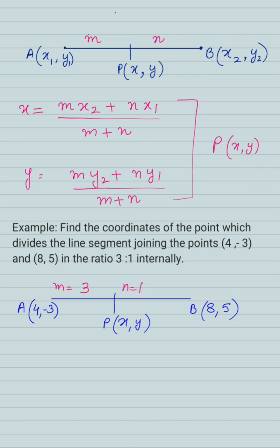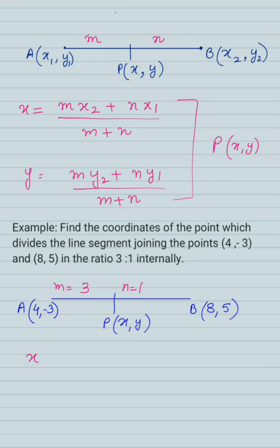It will be clear with the help of an example. Find the coordinates of the point which divides the line segment joining the points 4, -3 and 8, 5 in the ratio 3:1. As you can see here, point A is 4, -3, point B is 8, 5 and the point P divides it in the ratio 3:1. So m is equal to 3 and n is equal to 1. So we'll apply the section formula here.